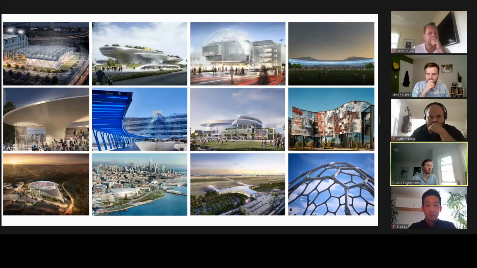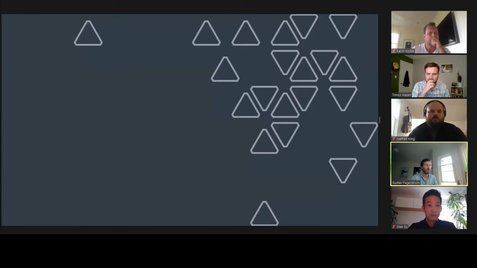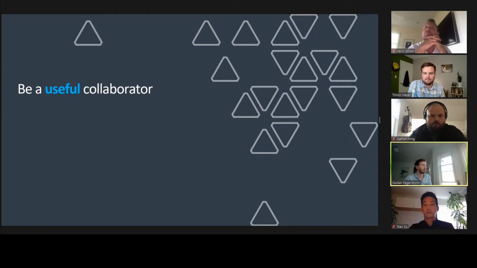So there's a set of parameters to account for, of course. And on top of all of that, there is a design intent behind it that the architect needs to be happy with, the client needs to be happy with in the end. So what do we try to contribute, so to speak? What do we think is the good way of supporting a successful project? Well, of course, we want to be a useful collaborator.